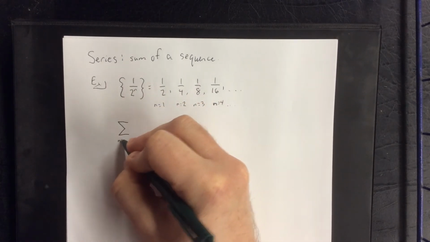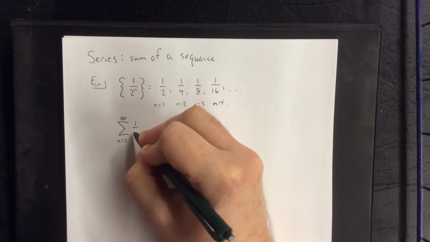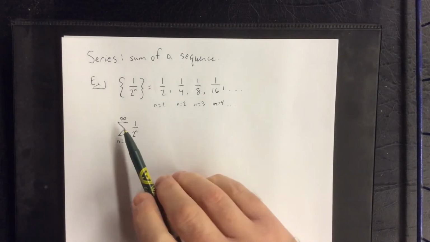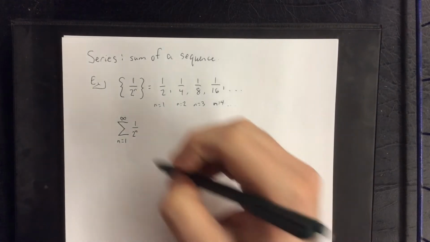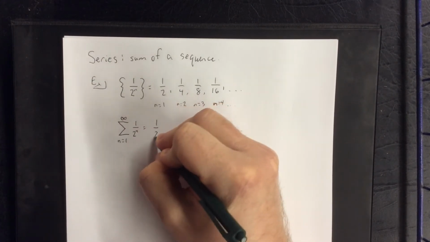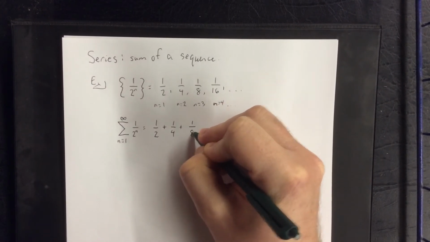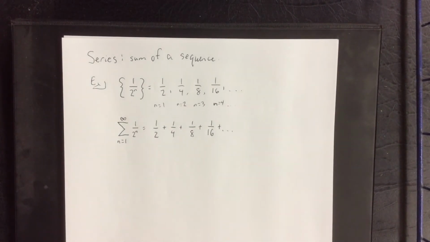A series will make use of the summation notation that is hopefully familiar from back in Calc 1. So the summation from n equals 1 to infinity of 1 over 2 to the n. This would be the same list of numbers, but instead of simply a list, we would be asking for the sum of all of these. So really, when we say a series, essentially what we're saying is the sum of an infinite number of terms.